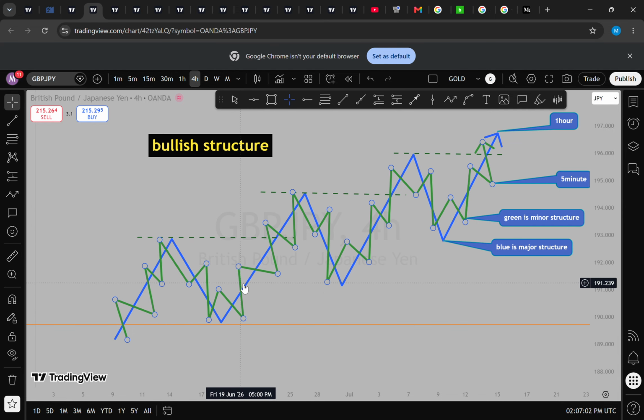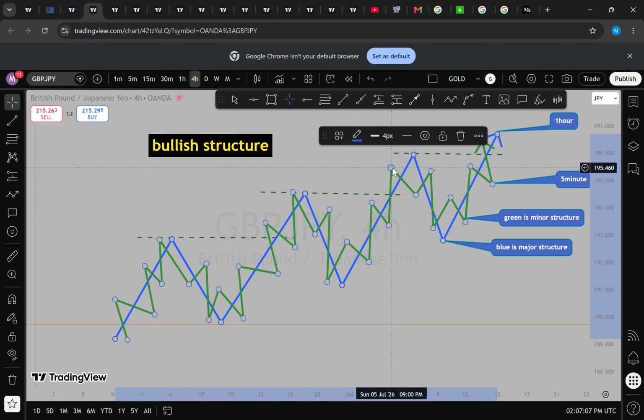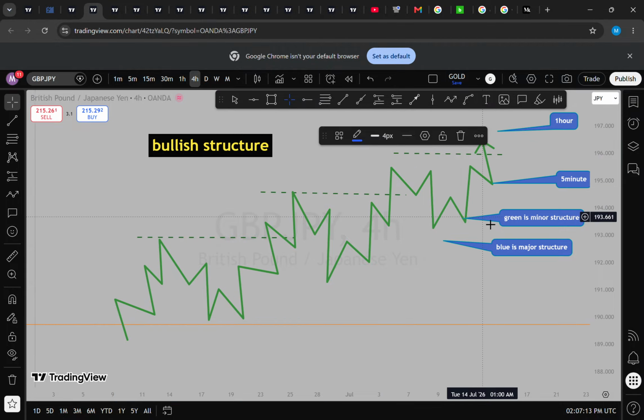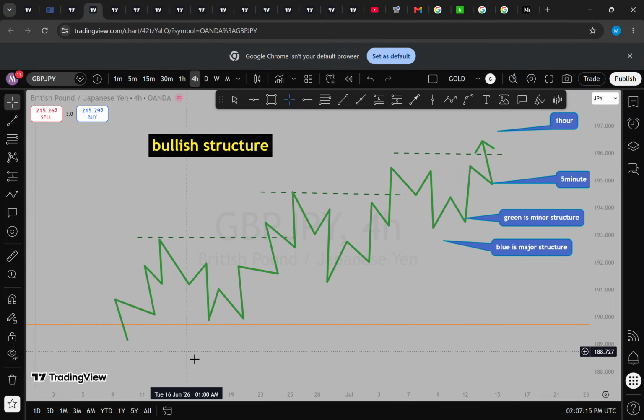You can see this green is minor structure. Let's hide the 1 hour structure now. Now this is 5 minutes. This is what we have on 5 minutes. You can see different structures there.